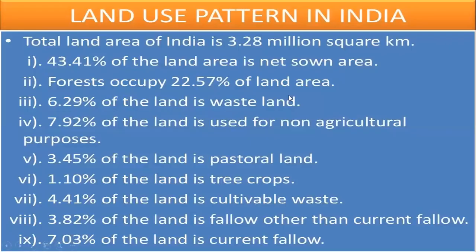This is the land use pattern in India, where the total land area that India has is 3.28 million square kilometers. Out of this, 43.41% of the land area is net sown area. What is net sown area? Net sown area is the area sown more than once in an agriculture year. Net sown area is also known as gross cropped area. Forests occupy 22.57% of the land area.